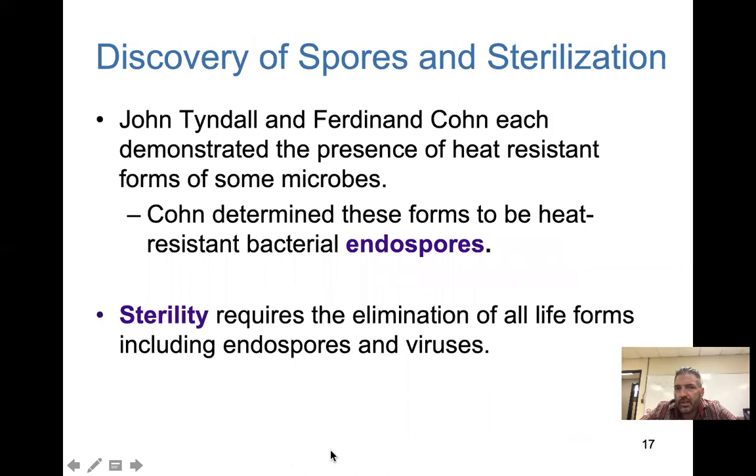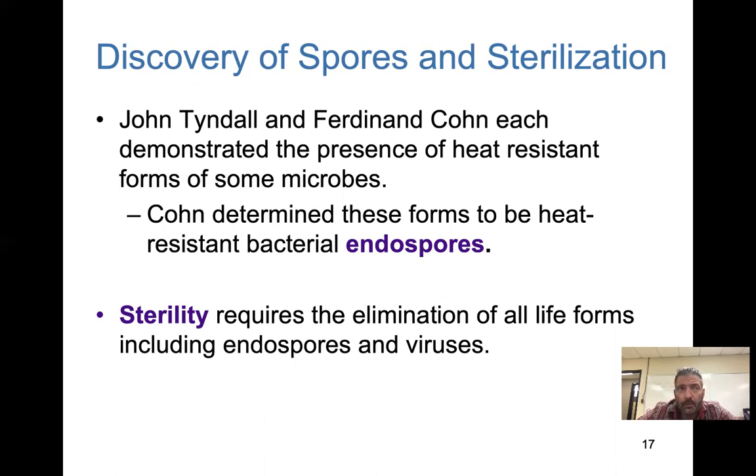All right, discovery of spores and sterilization. John Tyndall and Ferdinand Cohn each demonstrated the presence of heat-resistant forms of some microbes. Cohn determined that these forms were heat-resistant bacteria called endospores. So endospores, literally, you have to increase the temperature to 121 degrees for about 15 minutes. So we have an autoclave, sort of like your pressure cooker or Instapot. Yeah, your Instapot's the same thing. By increasing the pressure in this, one atmosphere of pressure can raise the temperature by 15 degrees. So two atmospheric pressures, I think I got this right, is 30 degrees. So everything here on campus, I autoclave 40 minutes, 131 degrees. So there's no way that endospores or anything is living when it leaves the autoclave.